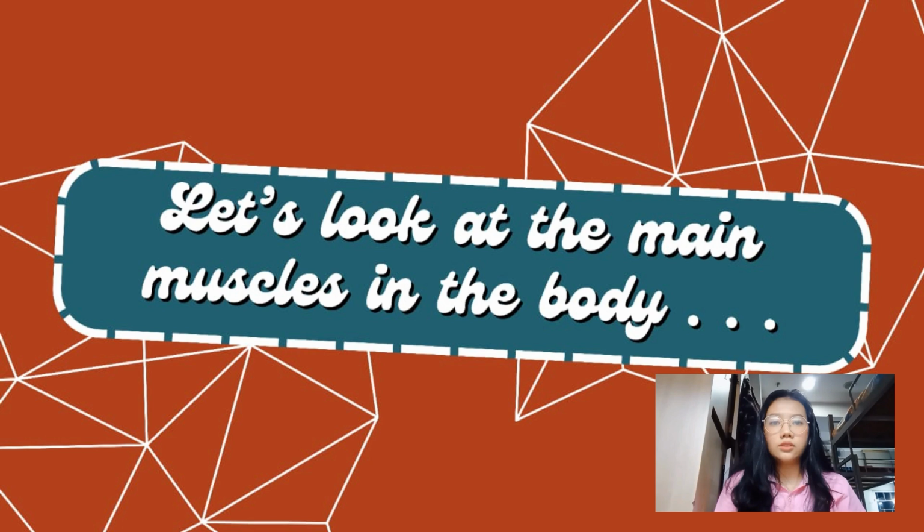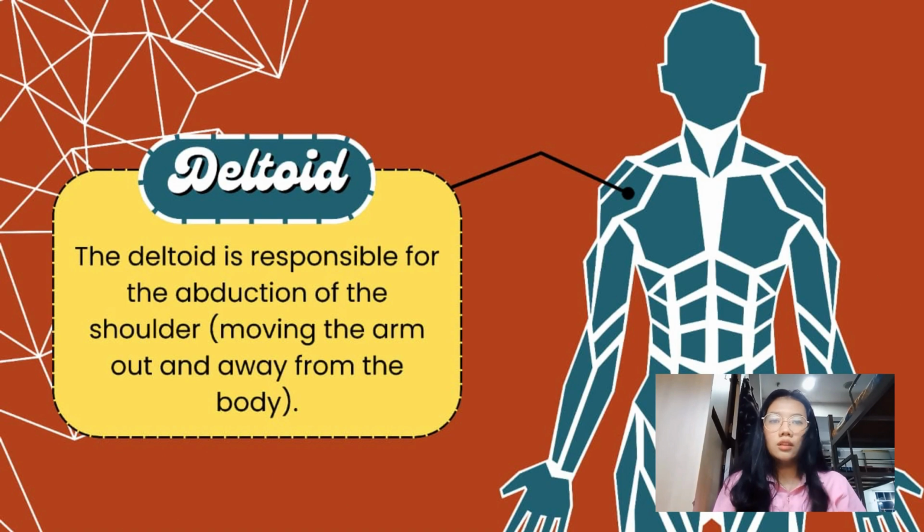Number 1 is deltoid. It is a triangular shaped muscle located on the shoulder. Its main function is to lift the arm away from the body, which we call abduction. It also assists in moving the arm forward and backward. This muscle is essential for shoulder stability.